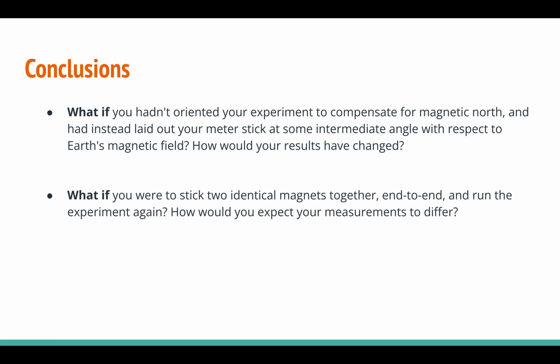If 2 identical magnets were stuck together end to end and the experiment were run again, the strength of the magnet would increase, and therefore the magnetic field calculated would also increase due to this strength. In a perfect scenario, the value would hypothetically double to account for a twice as strong magnet, but the magnetic field calculated may not be completely doubled due to outside circumstances.